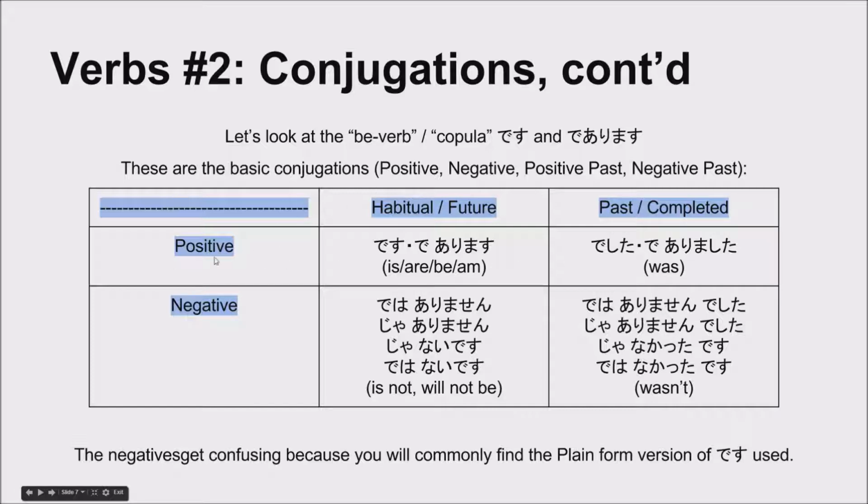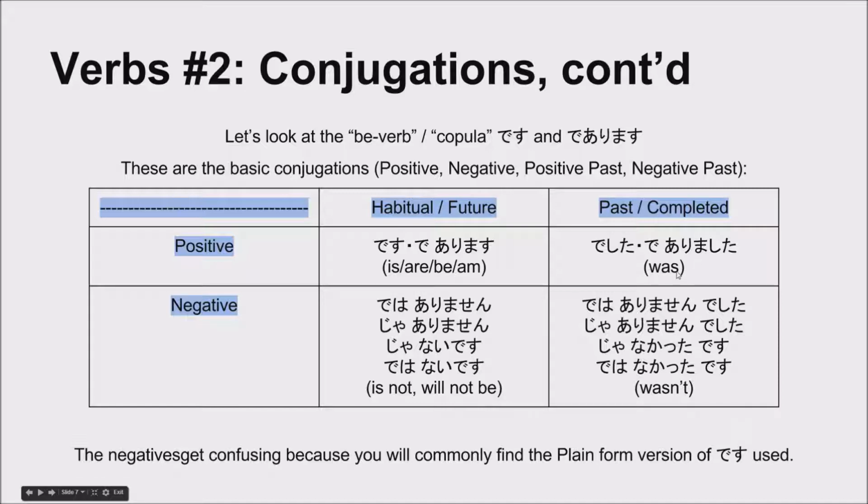In this row we have the positive, which is things do happen, things did happen, things will happen. And here we have the negative, things did not happen, things will not happen, things didn't happen. If I already said that, I apologize. So, positive habitual, we have des or de arimasu. Both work. And those mean is, are, be, or am, because English has a bajillion different is verbs. Here we have the positive past, which is things did happen. Deshita or de arimashita. Both of those translate to generally was or were.